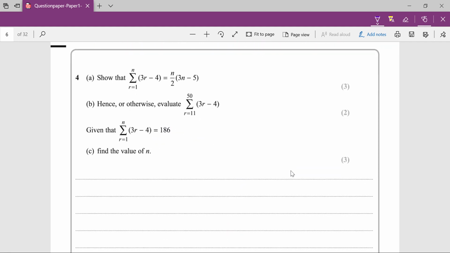Alright, so this question seems to be about arithmetic sums. So I'll take a note of the time. It's 17:45. Question 4, 8 marks, series.